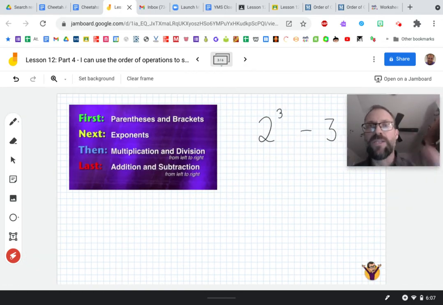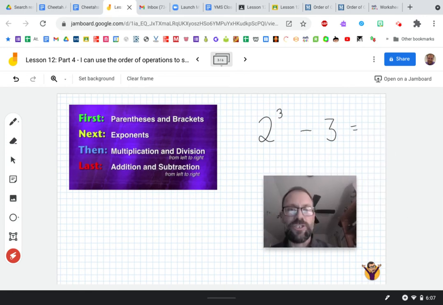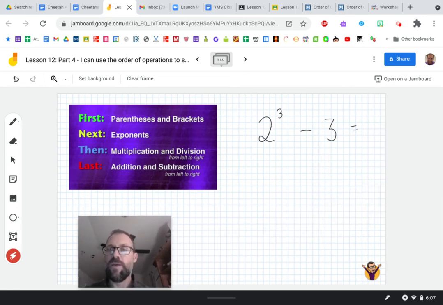Exponents. Where do they fit into the order of operations? Well, here we have our first number sentence. It reads 2 to the 3rd power minus 3 equals what? Well, when we see an exponent, we do that before we multiply, divide, add, or subtract. Okay? The only thing we do before exponents is whatever is in a parenthesis or a bracket. So we see no parentheses and brackets here. We just see an exponent and we see subtraction. That means the exponent has to come first.